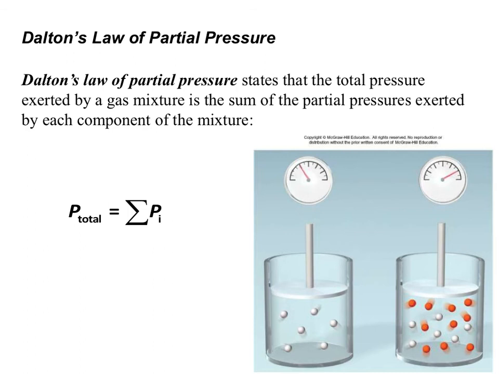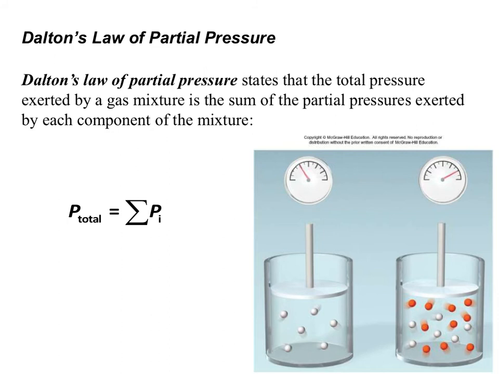Dalton's law of partial pressures states that the total pressure exerted by a gas mixture is the sum of the partial pressures exerted by each component of the mixture, i.e. P total equals the sum of the P components. What this means is that if we have a mixture of two gases, but we know how much pressure one of those gases causes by itself in that same volume, then we can figure out how much pressure is being created by the other component of the mixture in that same volume.